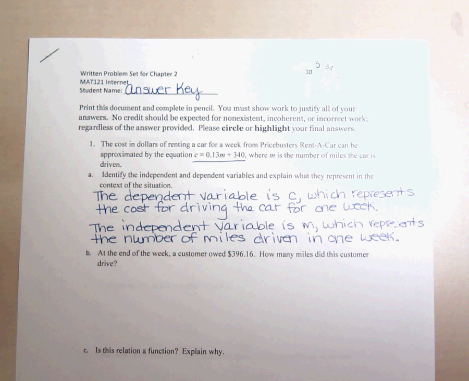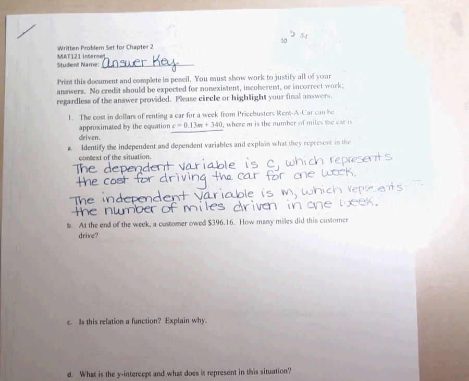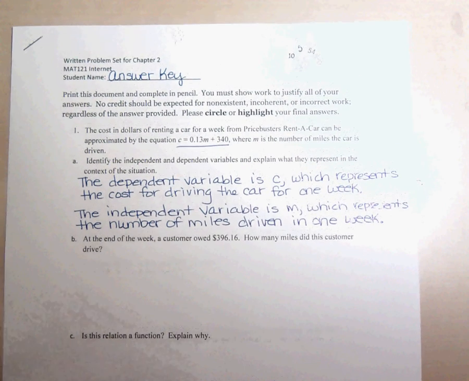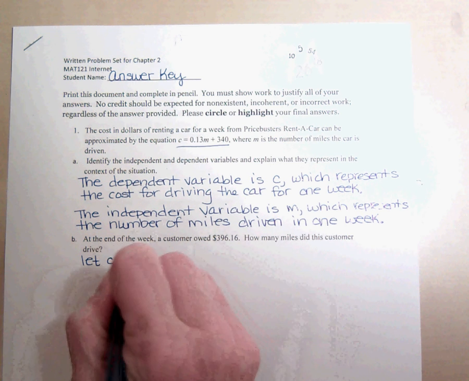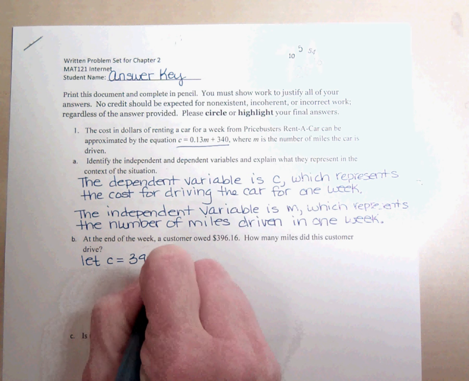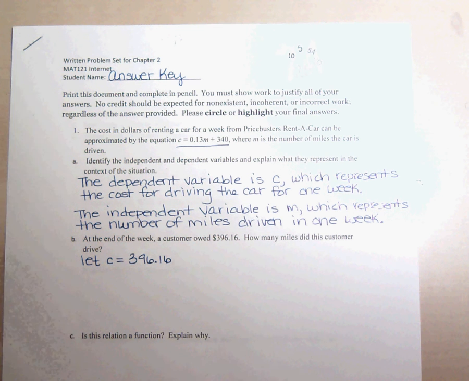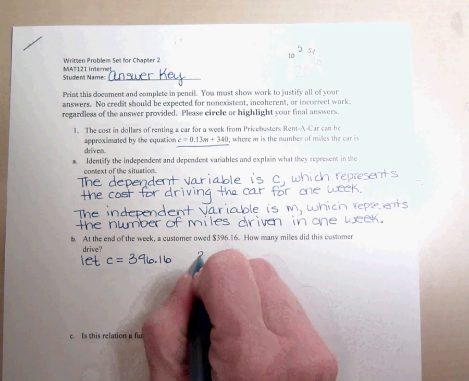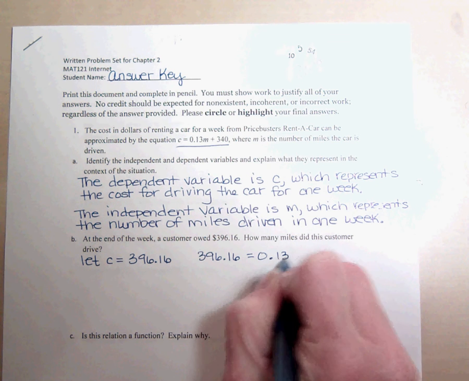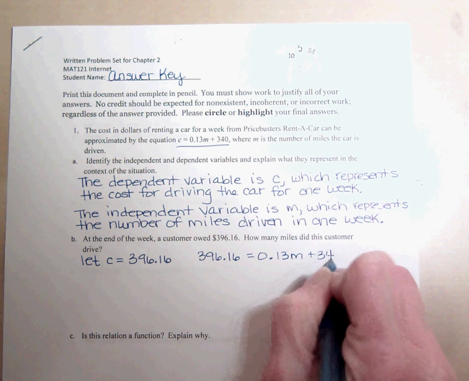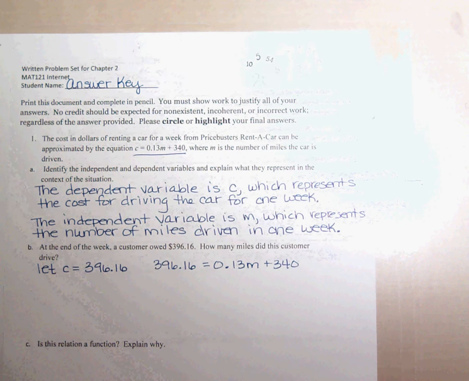Alright, now it says at the end of the week, a customer owed $396.16. How many miles did this customer drive? So if this is what the customer owed, that's going to be a value for C that we're going to plug in. So I'm going to replace C with $396.16. So I put it in place of C, and now what I need to do is solve for m.